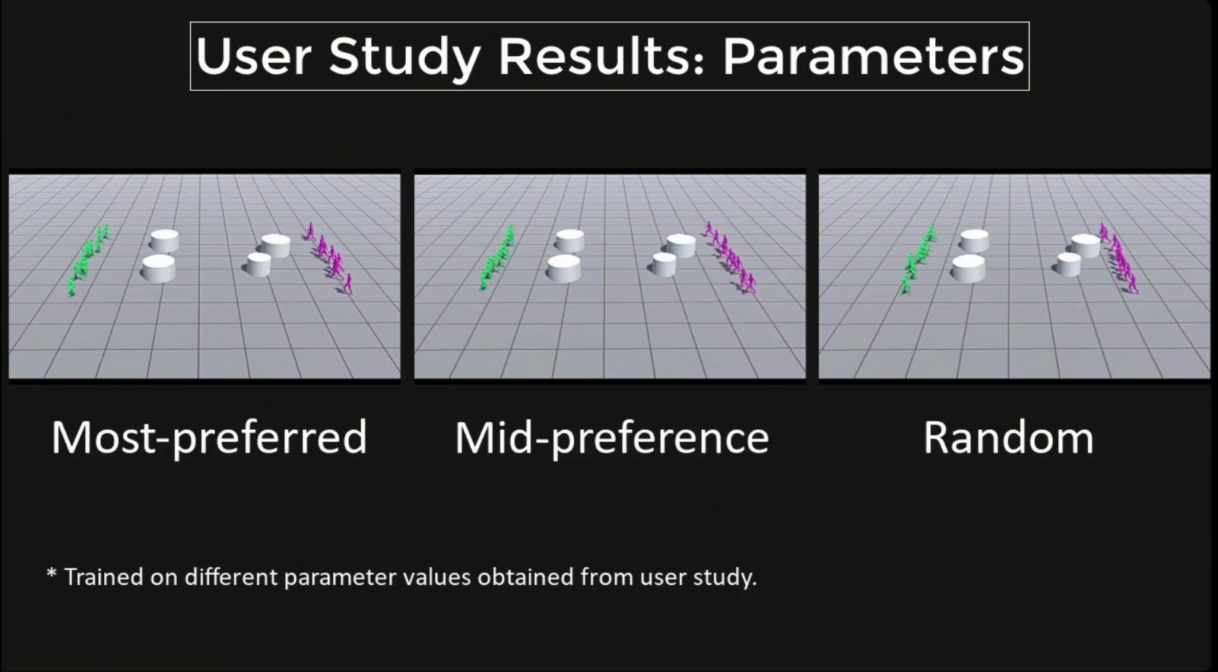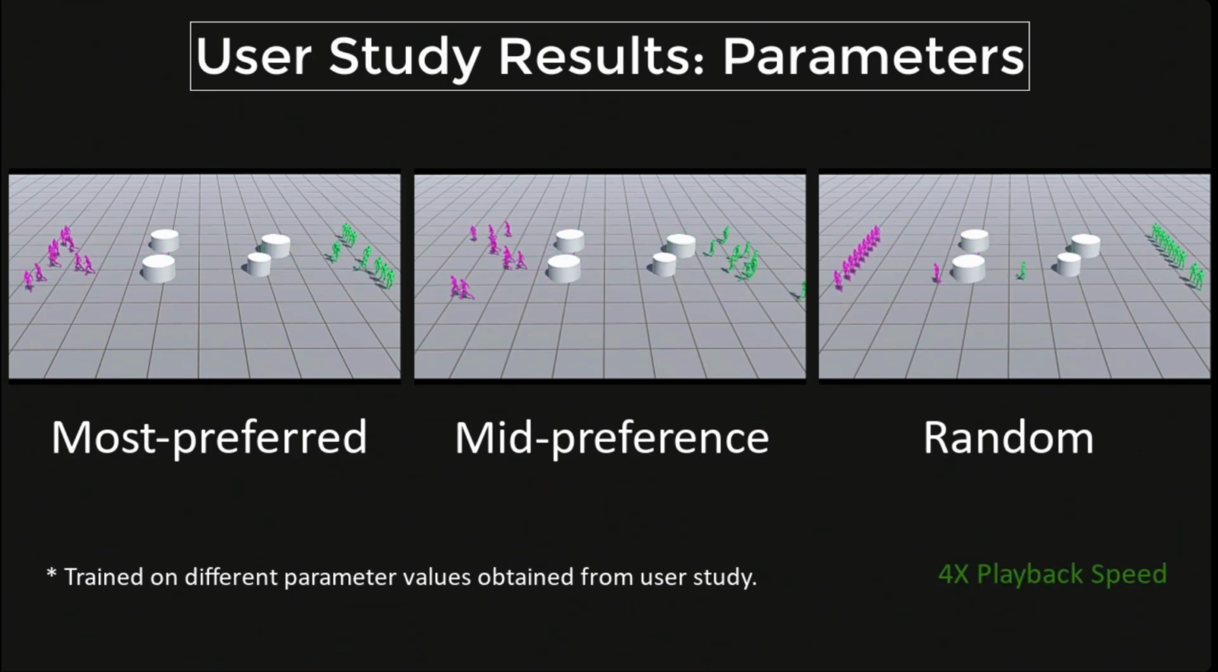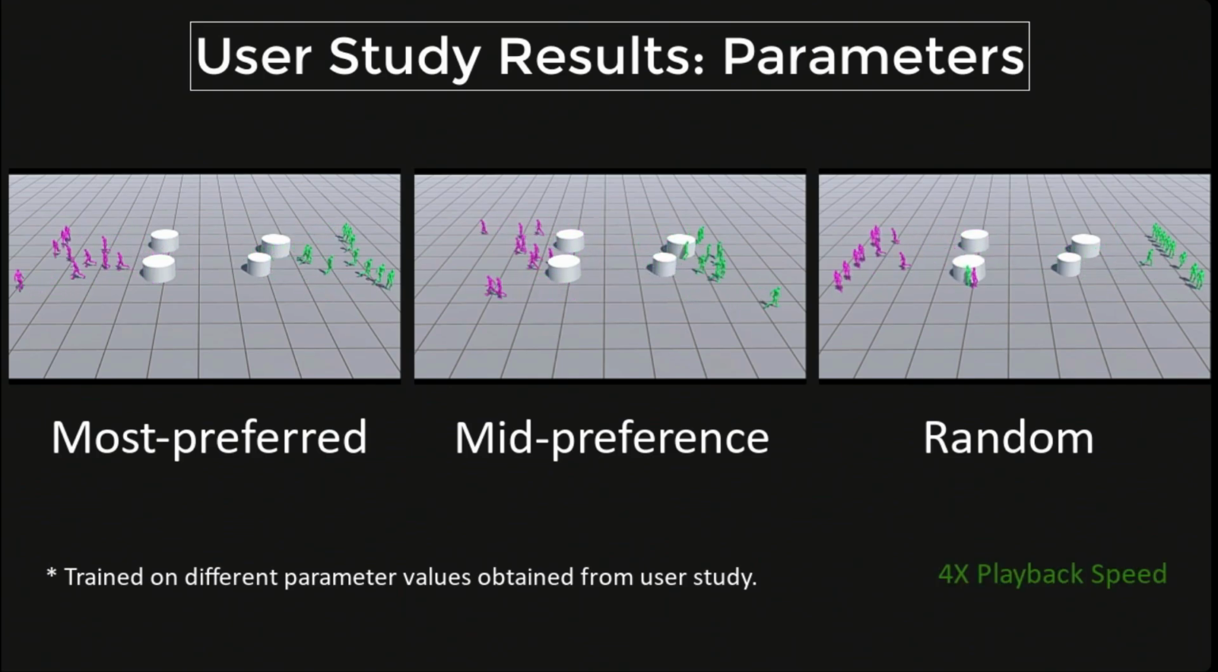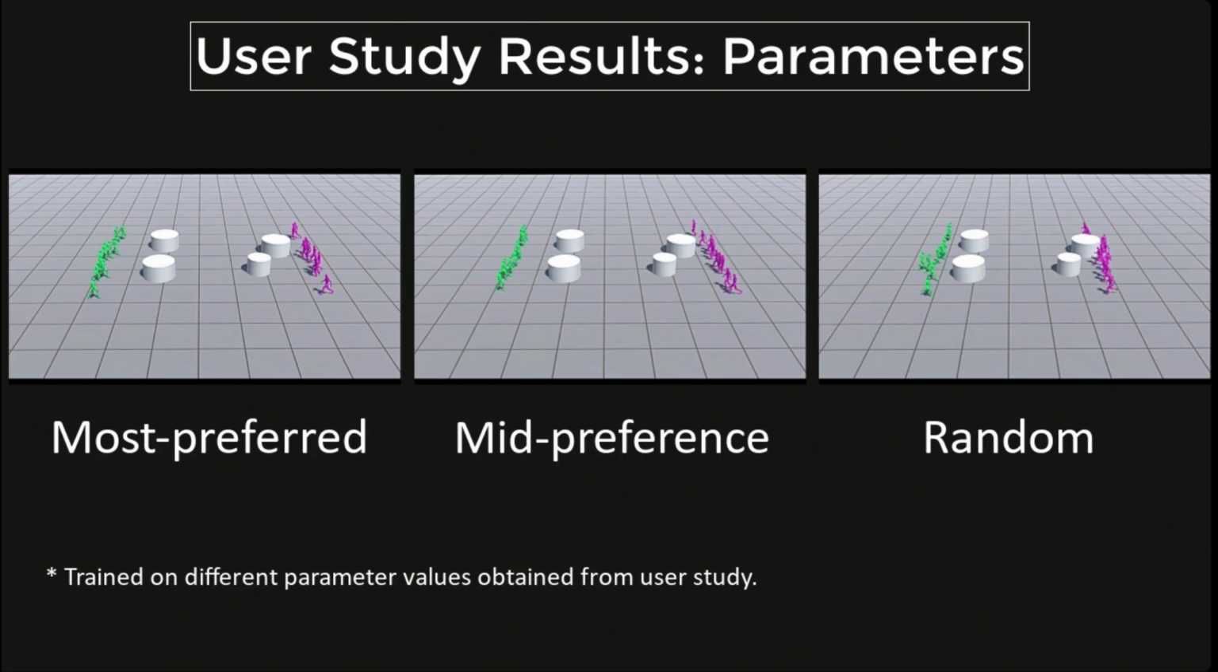Next, the results of the user study. The left one is the most preferred policy suggested by our framework, and we see the most preferred policy in fact gives a more visually realistic video with fewer collisions and smooth navigation. The middle is the mid preference, and the right side is the random policy, maybe caused by insufficient learning or an incorrect combination of parameters.